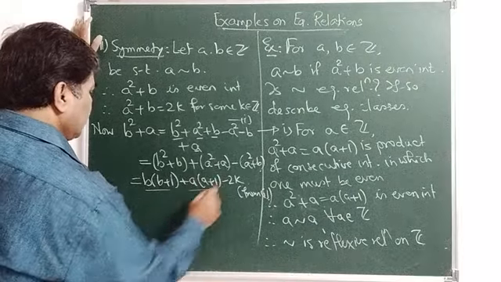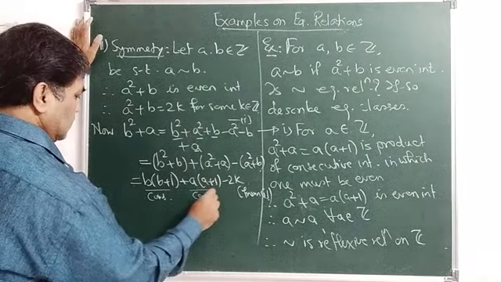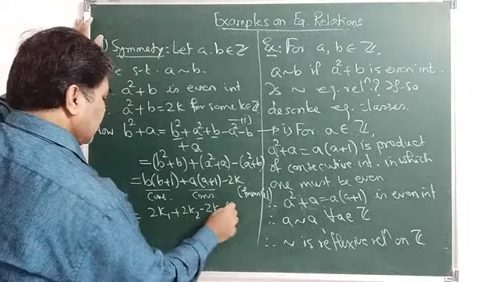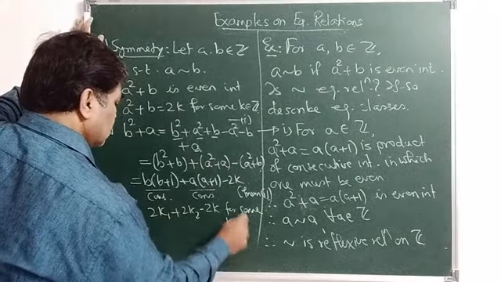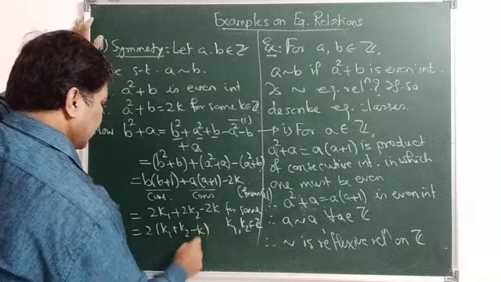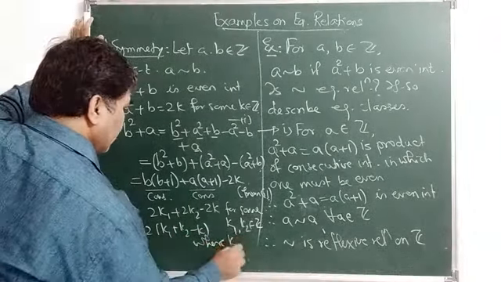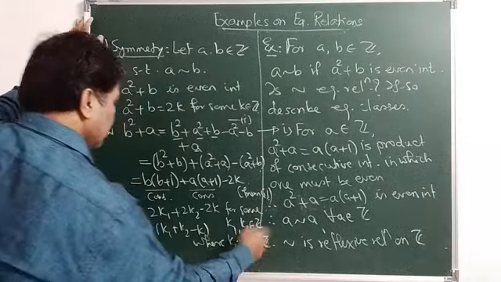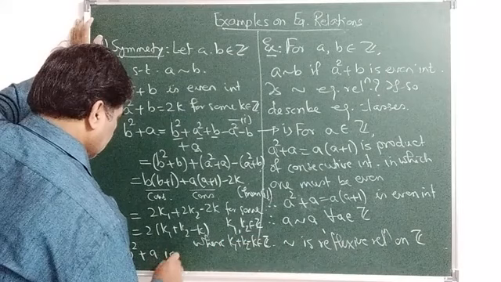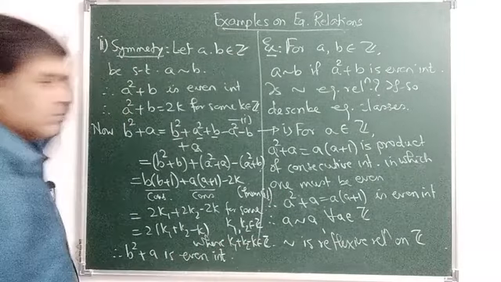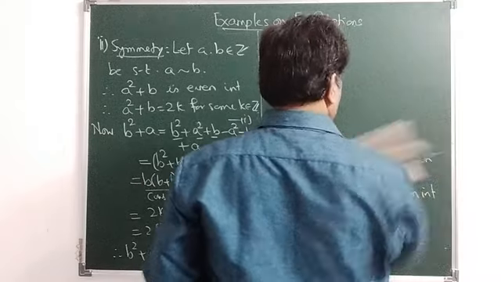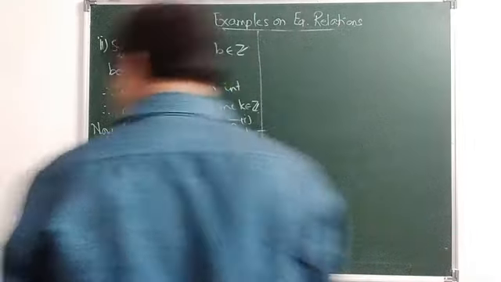Again, these are consecutive integers. Therefore, this is say 2k1 plus 2k2 minus 2k for some k1, k2 belongs to Z, which is equal to 2 times k1 plus k2 minus k, where k1 plus k2 minus k belongs to Z. Addition and subtraction is integer, and therefore b square plus a is an even integer. Now, we have to check whether it is transitive. Third, transitivity.